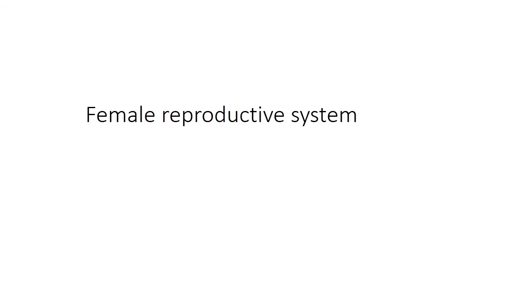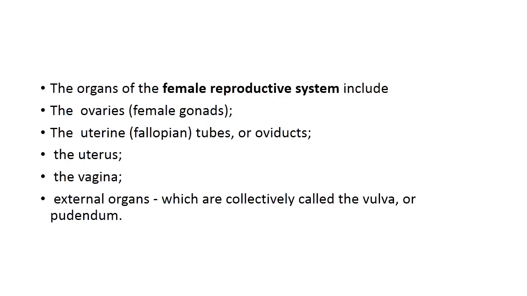Female reproductive system. The organs of the female reproductive system include the ovaries or the female gonads, the uterine or the fallopian tubes or oviducts, the uterus, the vagina, and the external organs, which are collectively called the vulva or pudendum.